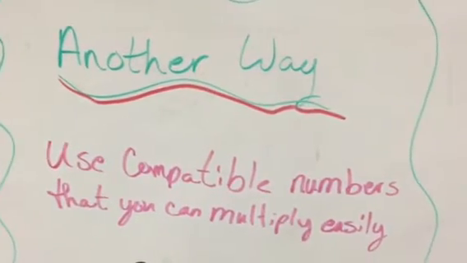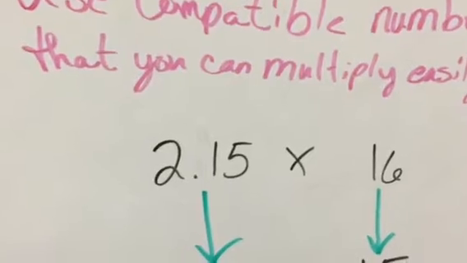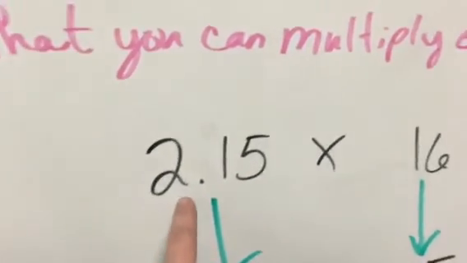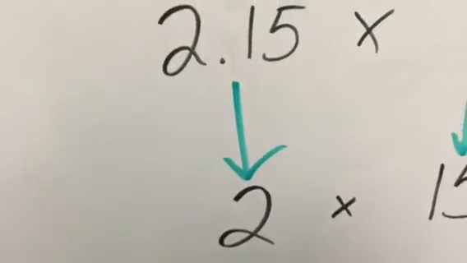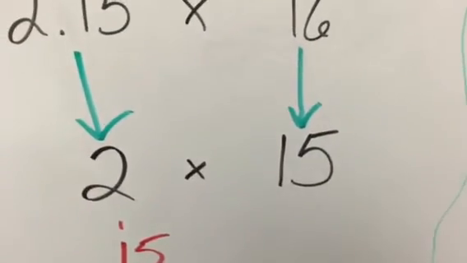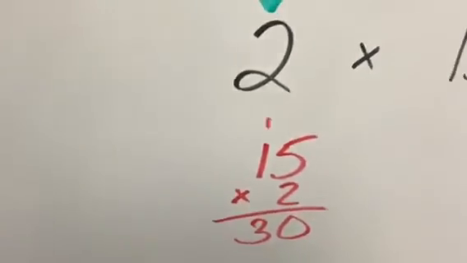Using compatible numbers that you can multiply easily. If I have 2 and 15 hundredths times 16, can't really multiply 2.15 or 2 and 15 hundredths. I'm going to change that to 2. And 16, I can do that, but I think it's even easier to do it as 15. So I just multiply 15 times 2, and I get 30.